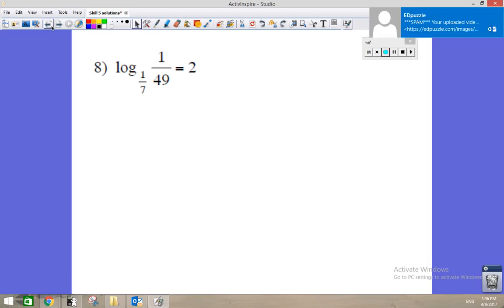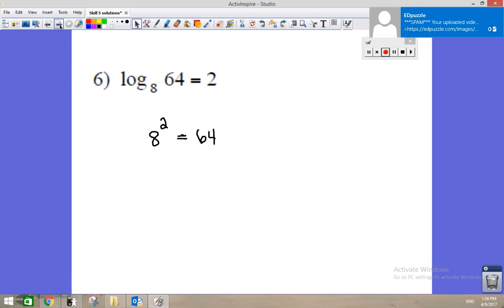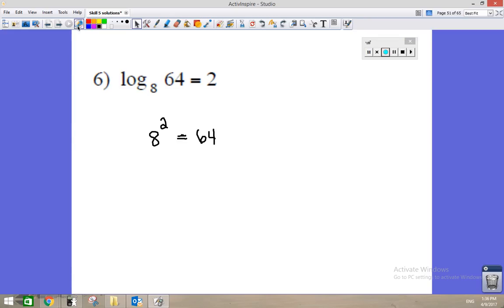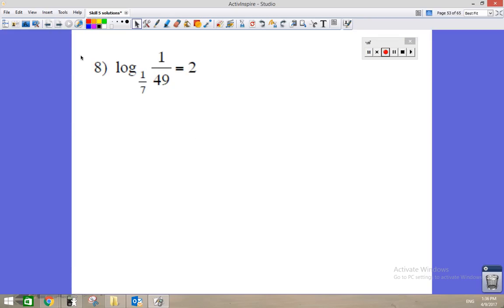So let's rewrite this log equation, this log form, to exponential form. The base this time is a fraction. That's okay. Our base has to be positive and not equal to 1. Alright, so this base is a logarithm equals an exponent. If we square 1/7, we get 1 over 49. So that's the exponential form. These two equations say the same thing, but in different forms.